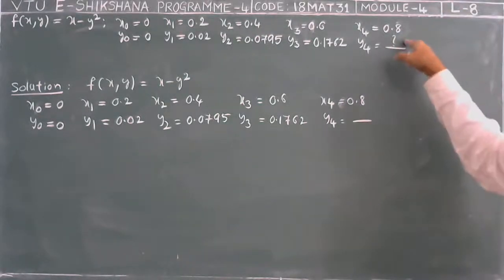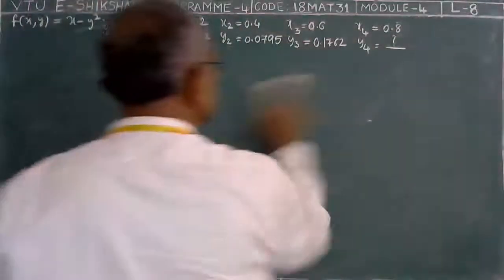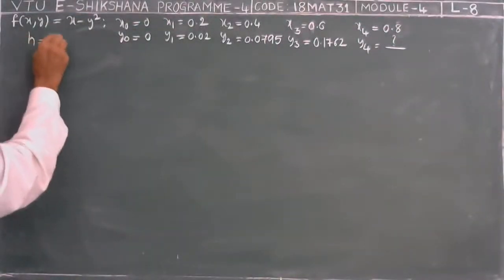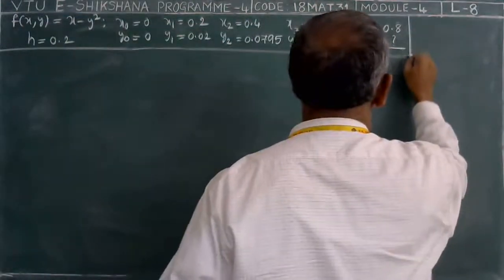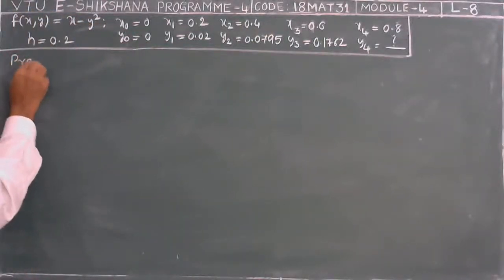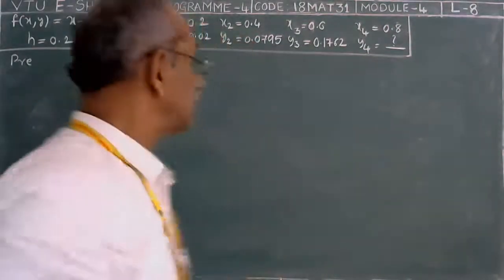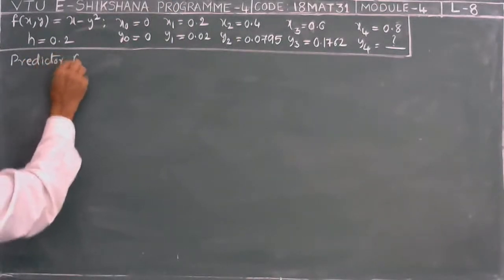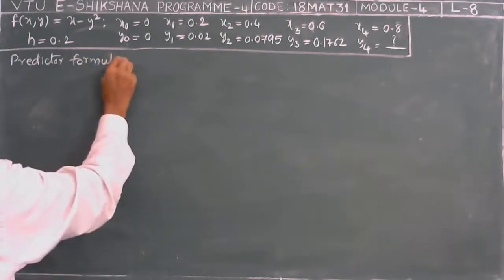Let us predict the value of y at x is equal to 0.8 by predictor formula. So I will simply write predictor formula. So h very clearly it is 0.2. Okay. So instead of writing Adams-Bashforth predictor formula, I will simply write predictor formula to predict the value of y at x is equal to 0.8.